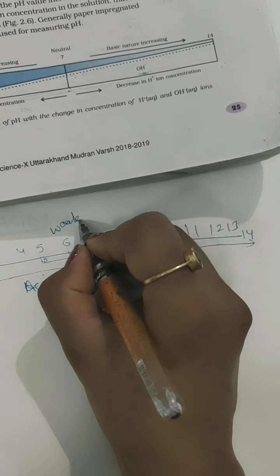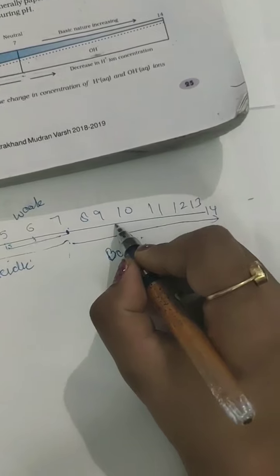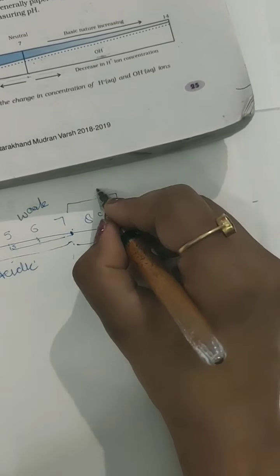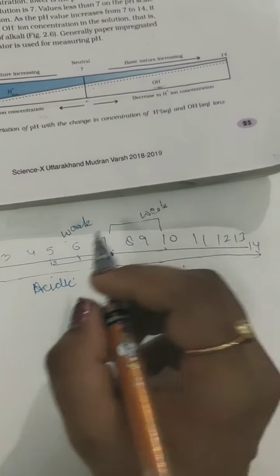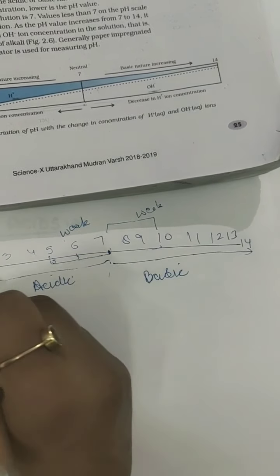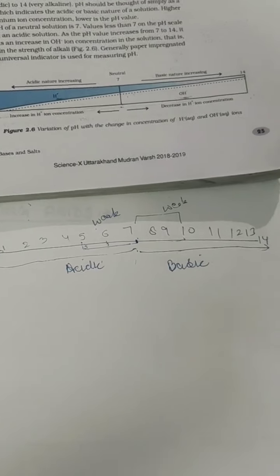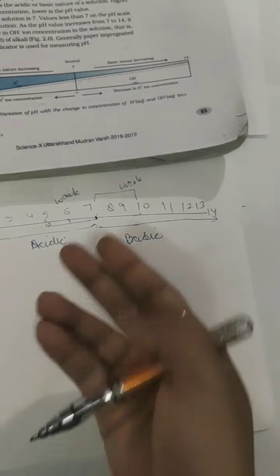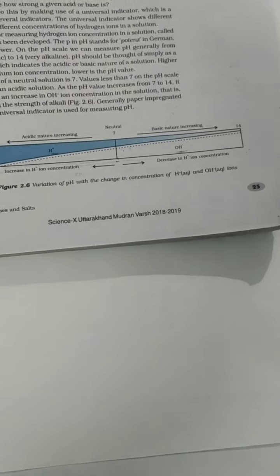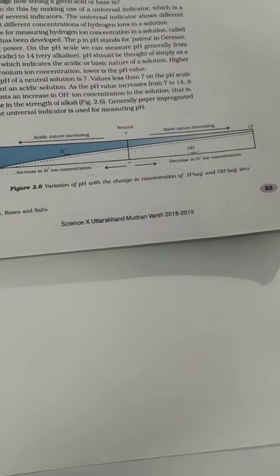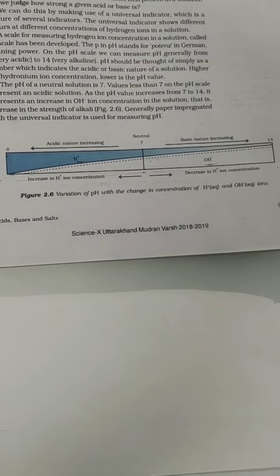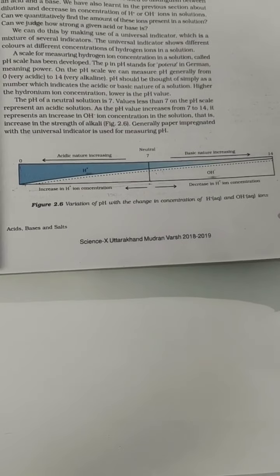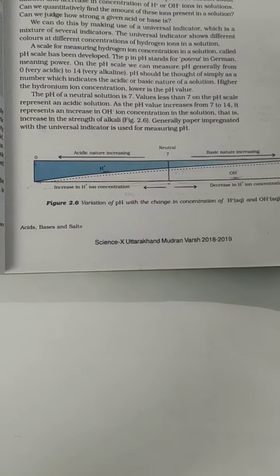And from 7 to 9 or 10, this is called a weak base. If we move from 5 towards 1, it is more acidic, and if we move from 10 to 14, it is more basic. Acids are corrosive in nature and bases are caustic in nature. That means if things are more acidic, they are very harmful to us, and if things are more basic, they are also very harmful to us.